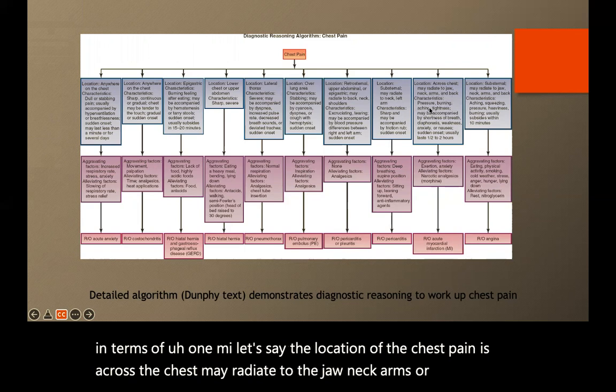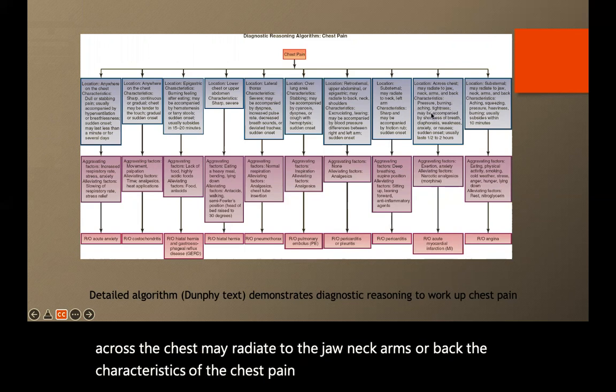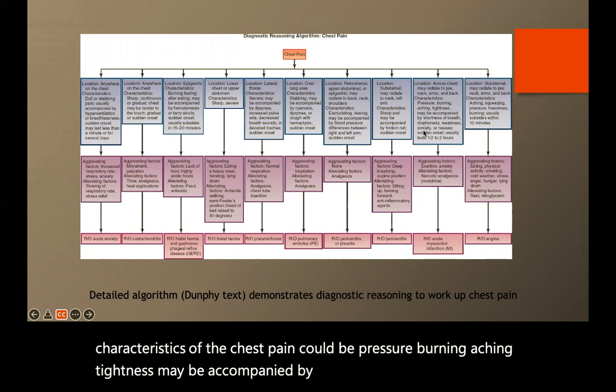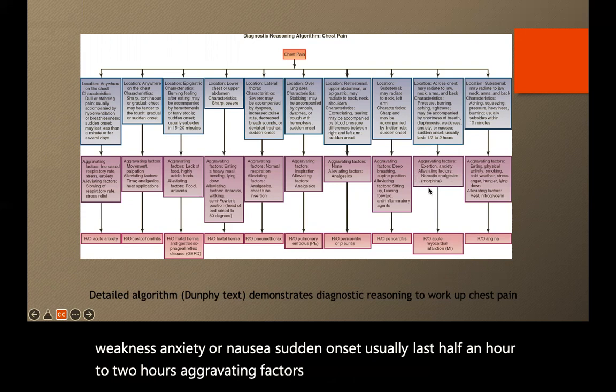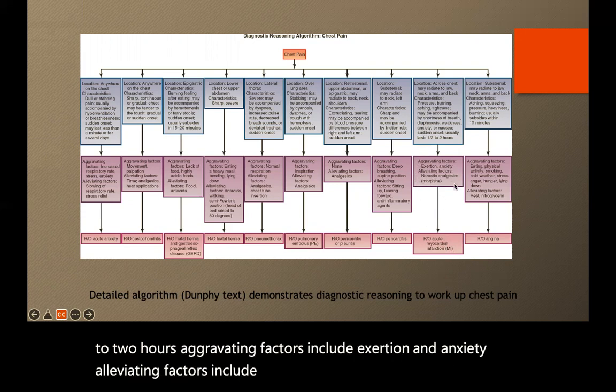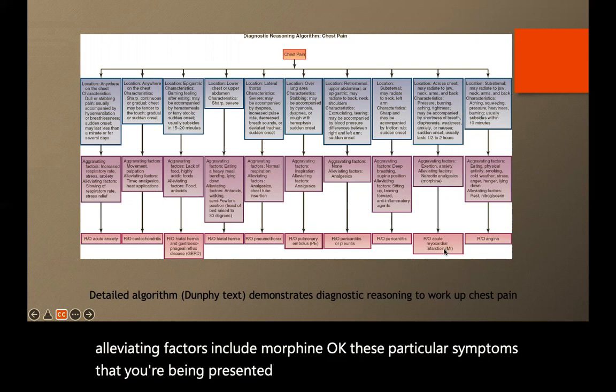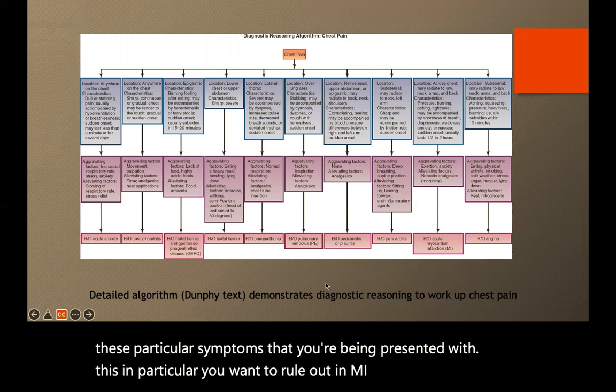The characteristics of the chest pain could be pressure, burning, aching, tightness, and may be accompanied by shortness of breath, diaphoresis, weakness, anxiety, or nausea. Sudden onset usually lasts half an hour to 2 hours. Aggravating factors include exertion and anxiety. Alleviating factors include morphine. Okay, with these particular symptoms, you want to rule out an MI.